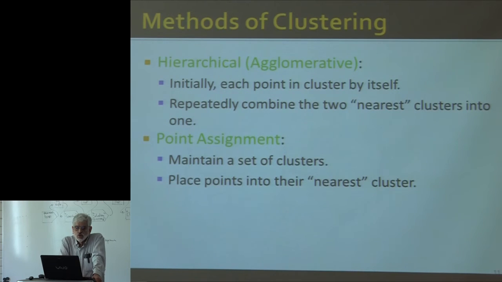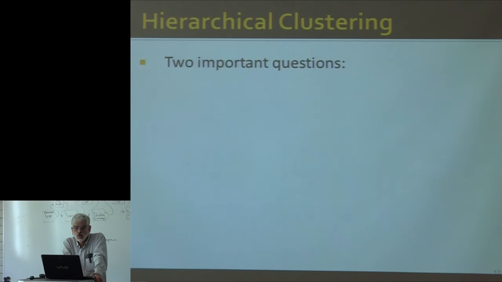Okay. The other approach is point assignment, where you decide in advance roughly where the clusters are, maybe by sampling your data and doing some sort of an enumeration to find the best clusters. So that you have an idea of how many clusters there are and roughly where they are, and then you just assign all the points in your space to the nearest cluster. Okay. Well, we'll talk about that later. Let's talk about hierarchical clustering.